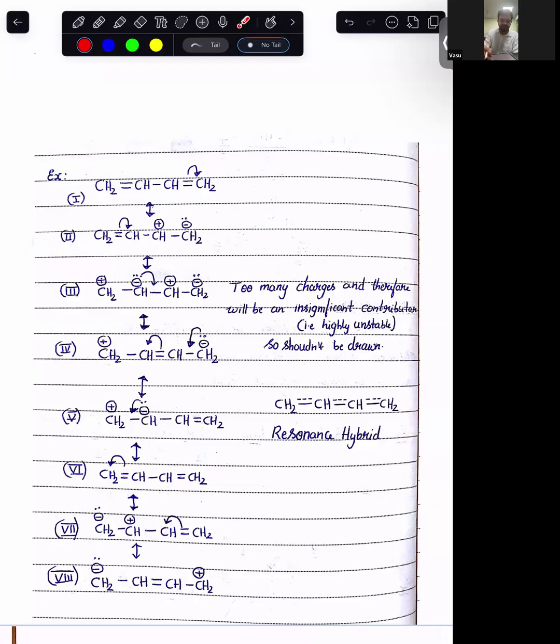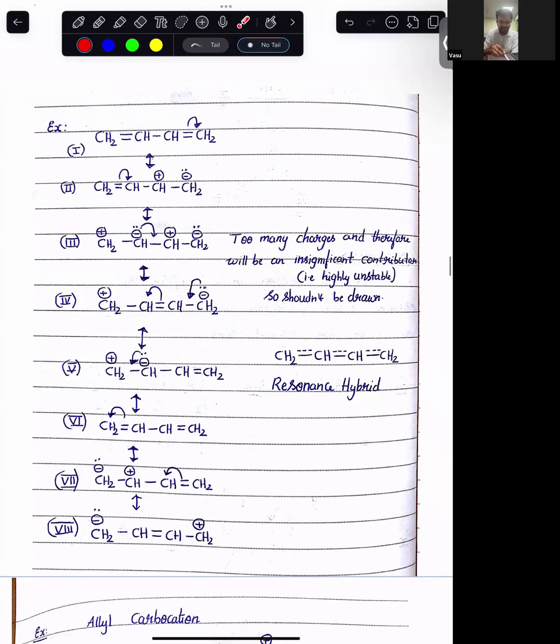Then see the other structures, negative and positive side by side. I'm forming a pi bond. Then I'm converting this negative charge into a pi bond. As carbon cannot make 5 bonds, I'm breaking this pi bond and taking it onto this as a negative charge. Next, negative and positive side by side, again a pi bond.